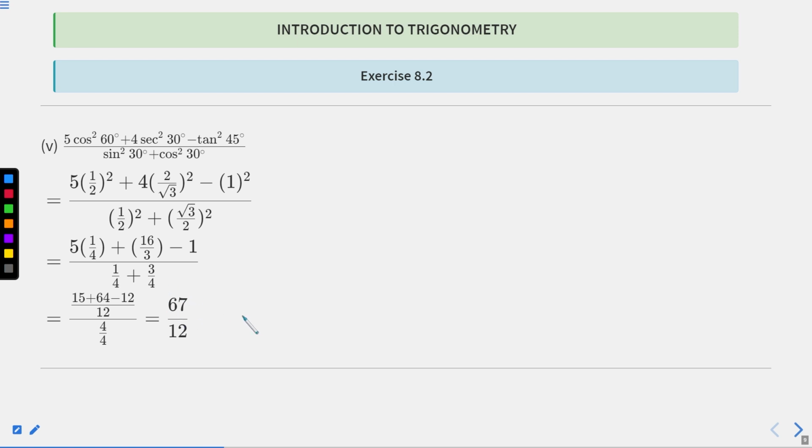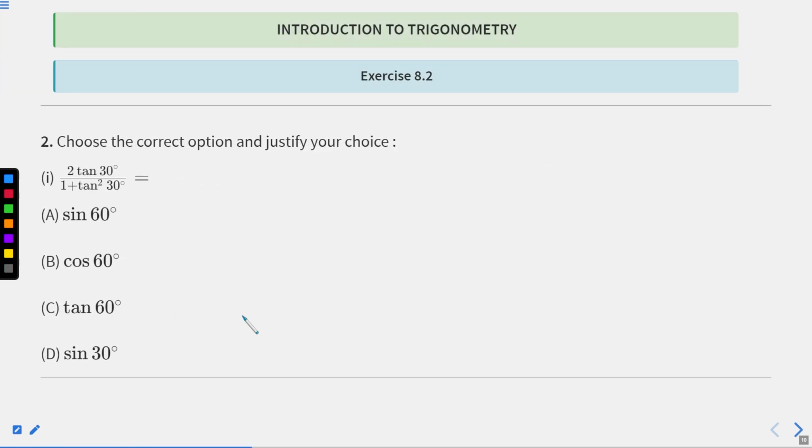Okay, so now let us move to question number 2. Here in exercise 2, we have to choose the correct option and justify our choice. We have to find the value of this expression and choose the correct option. Here we have given 2 times tan 30 degree divided by 1 plus tan square 30 degree. Okay, so let us solve it.